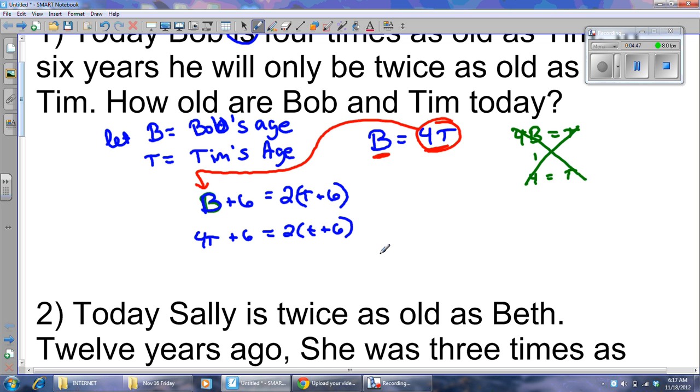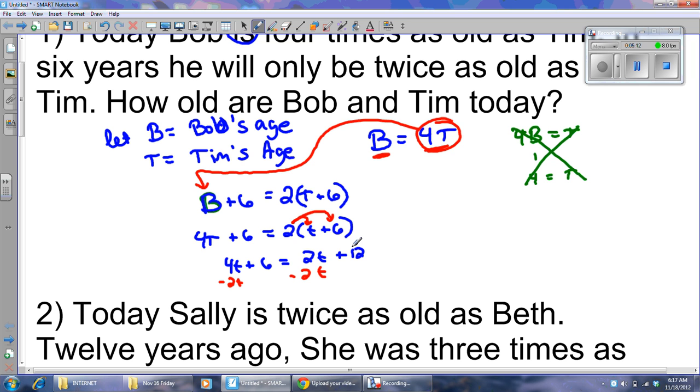All right. Well, now I just have a multi-step equation. First thing I'm going to do is distribute here. And this will get me 4t plus 6 equals 2t plus 12. I don't like that there's variables on both sides, so I'm going to take away 2t from both sides.